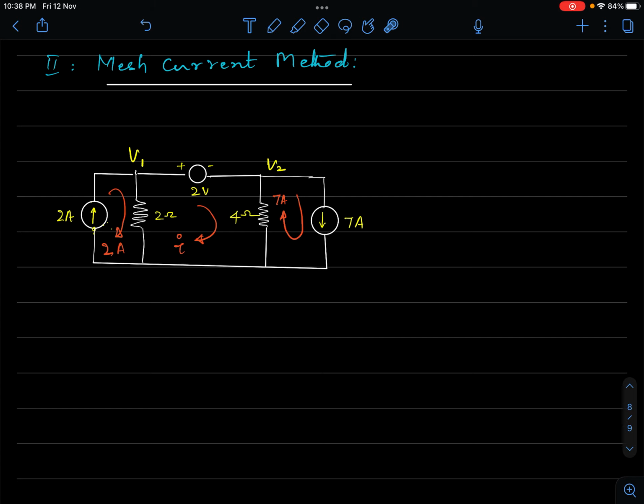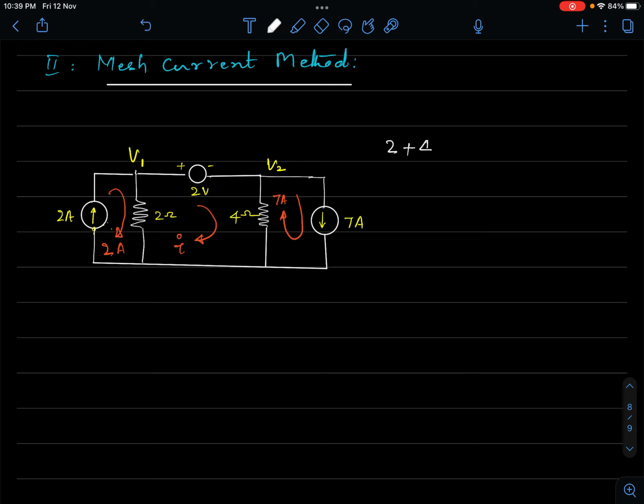So how do we now write the mesh equation? We will write a mesh equation for this mesh. I'll start from the top left corner, go in the clockwise direction, and come back to the top left corner. My drops are positive, so I'll take this to be plus 2 volt as the drop. I'm going here from positive to negative, a 2 volt drop in potential.